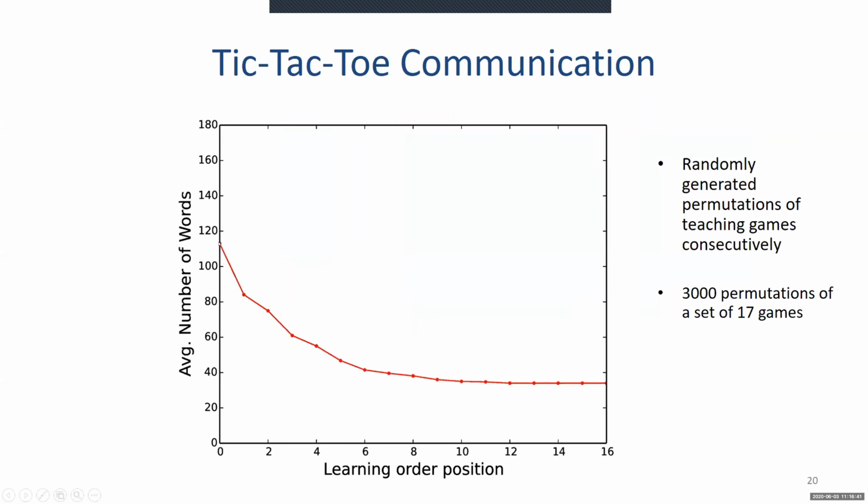So at the very beginning, basically, it can't benefit from any transfer. This is specifically looking at tic-tac-toe and the number of words it takes to teach. And as we go further to the right, it has a chance that it might be after Three Men's Morris, which is very similar to tic-tac-toe. So it could benefit from transfer and take fewer words to teach.